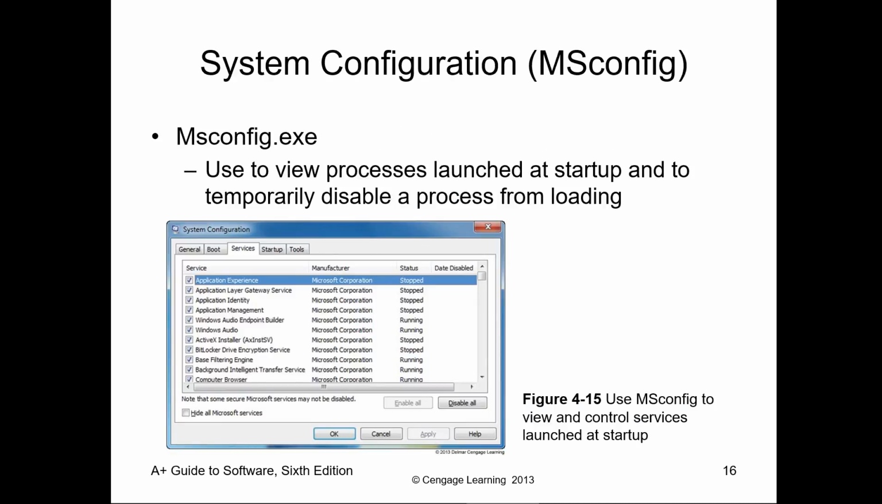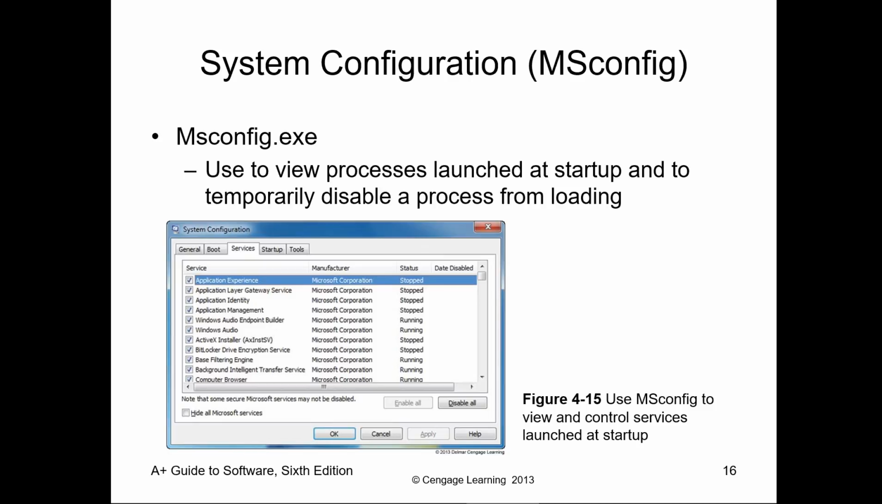MSconfig. MSconfig has 5 tabs: General, Boot, Services, Startup, and Tools. This is not used in Windows 8 and above, so keep that in mind. You can use this to launch the startup and to temporarily disable certain processes from loading with the next startup. This also loads up services.